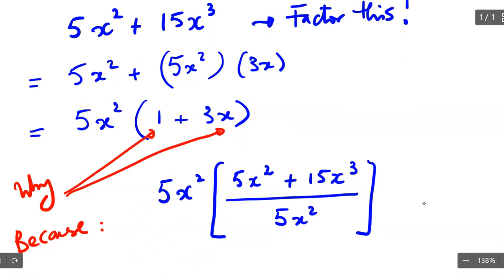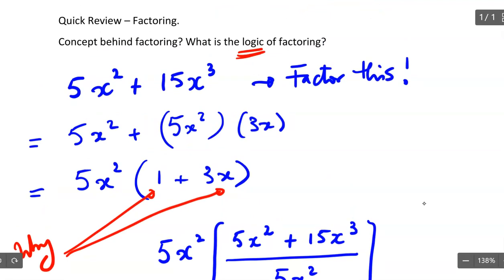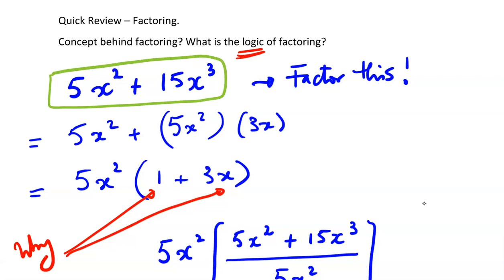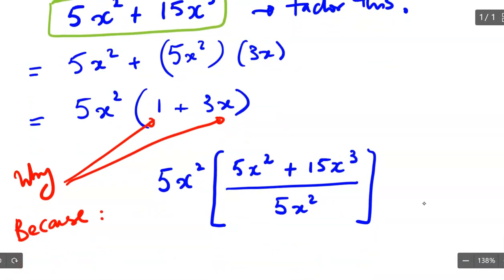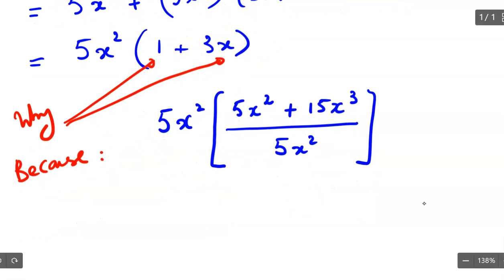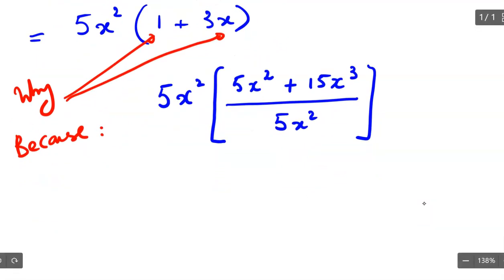Then your expression will get back to its original statement. So my original given statement is this. And then I want to multiply this with 5x squared, right? Multiply with 5x squared, it means that you need to divide the whole expression inside the bracket by 5x squared. So what is the algebraic step in here?